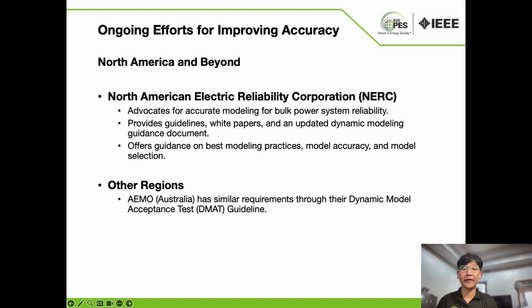The North American Electric Reliability Corporation is a key advocate for accurate modeling practices. They provide guidelines, white papers, and an updated dynamic modeling guidance document to promote best practices in model accuracy and selection. Similar efforts are underway in other regions, such as Australia, where the Australian Energy Market Operator has established requirements through their dynamic model acceptance test guideline.